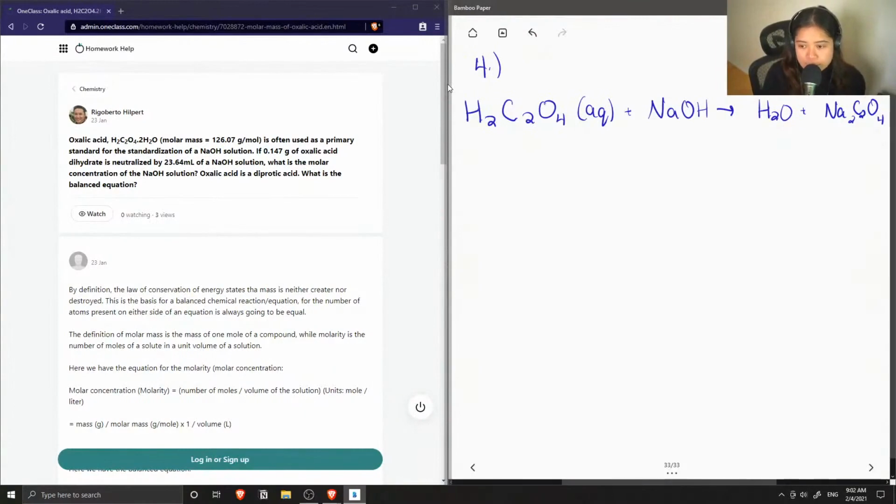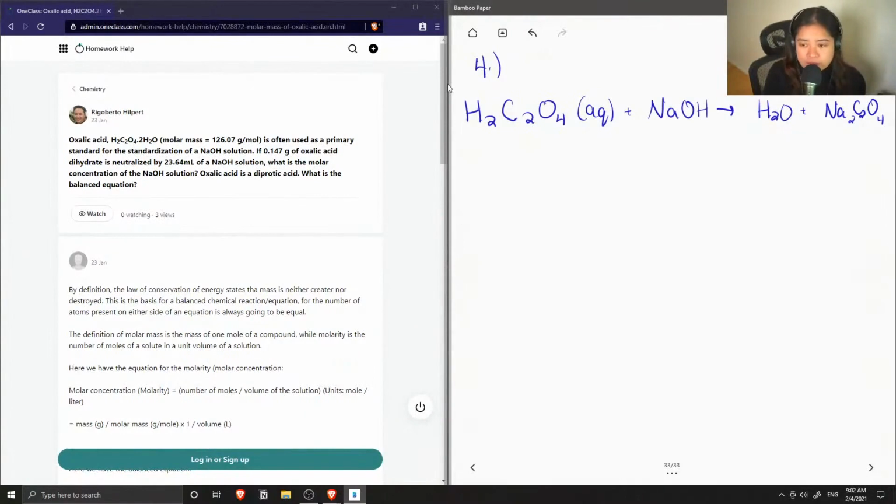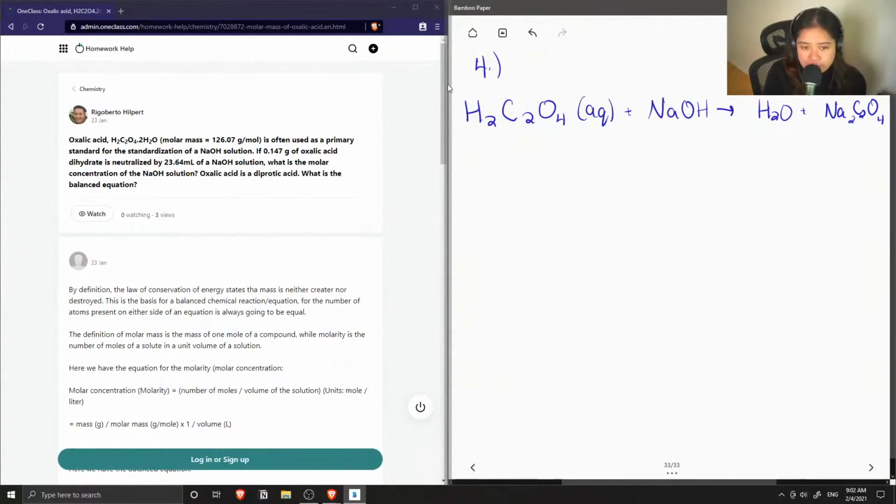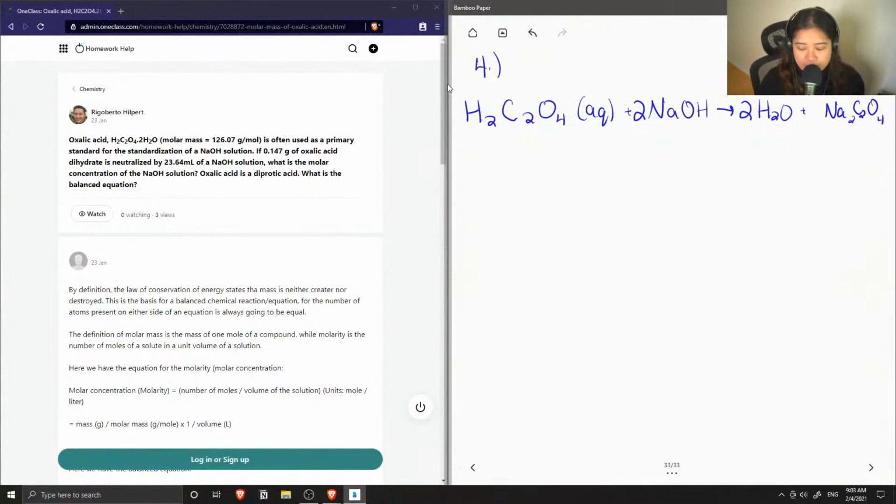So we have 2 sodiums on our product side and only 1 sodium on our reactant. So we put a coefficient of 2 in front of sodium hydroxide. And now we have 4 hydrogens on our reactant side and only 2 on our product side. So we put another 2 in front of the water. Okay, so now everything should be balanced.